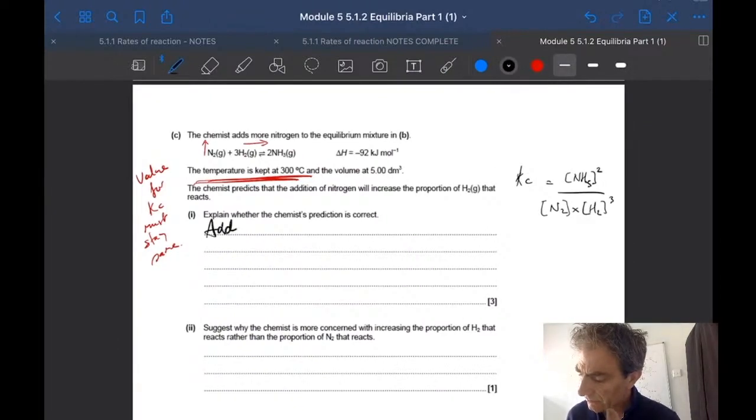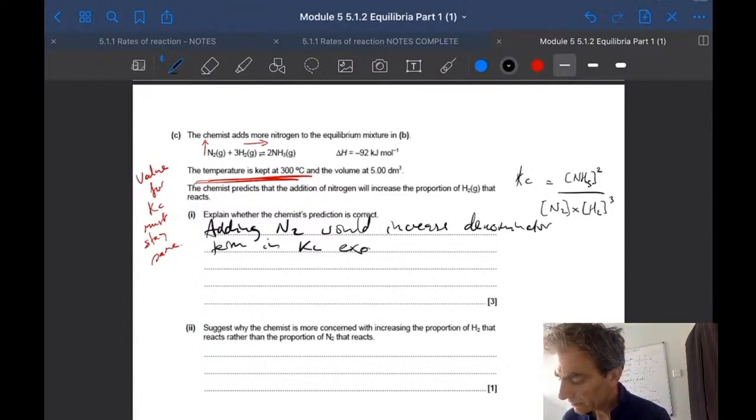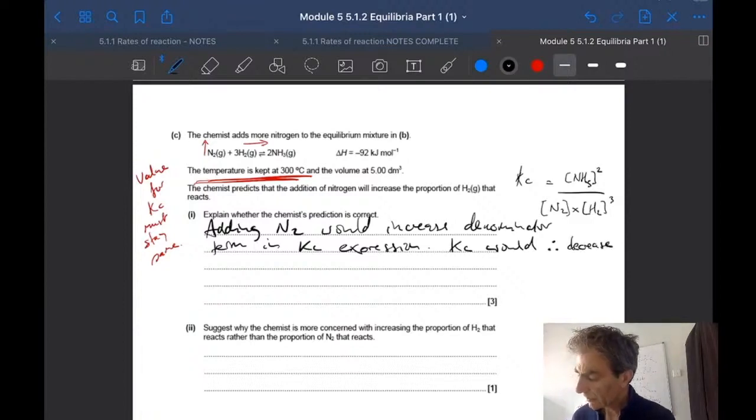So adding N2 would increase denominator term in Kc expression. Okay. Kc would therefore decrease. But because the temperature is the same, Kc has to stay at the value that it was at.